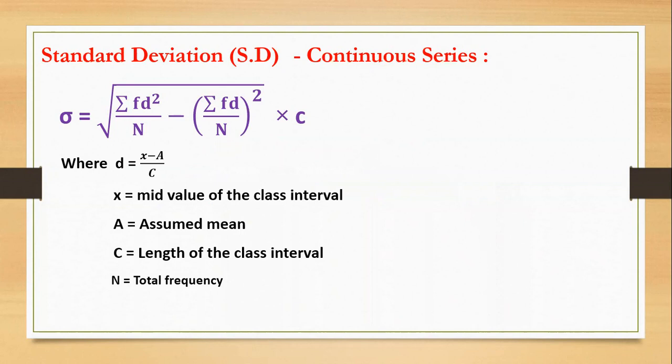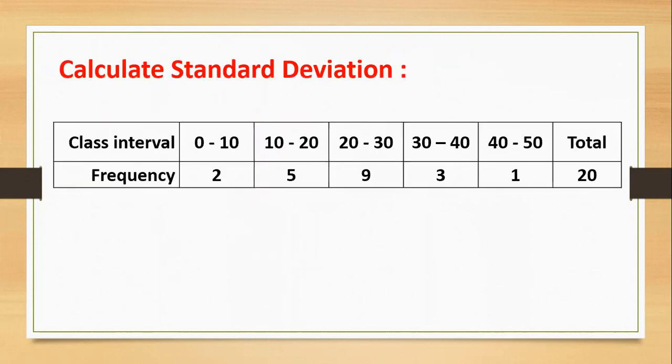We know very well in mean, d equal to x minus a by c. X equal to mid value of the class interval, A equal to assumed mean, C equal to length of the class interval, and N equal to total frequency. We see the problem.